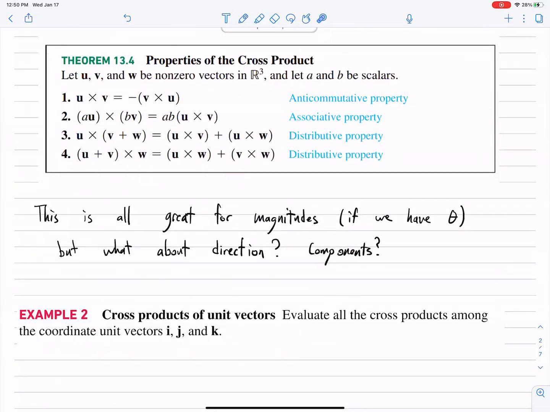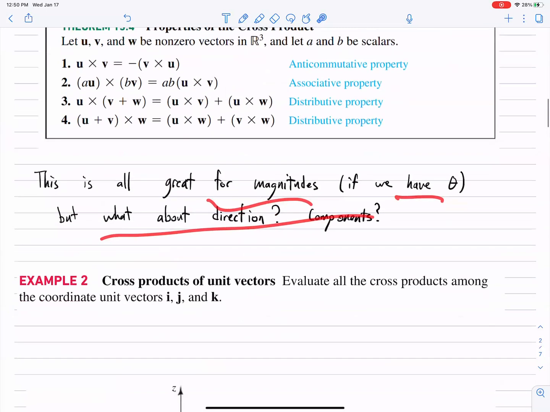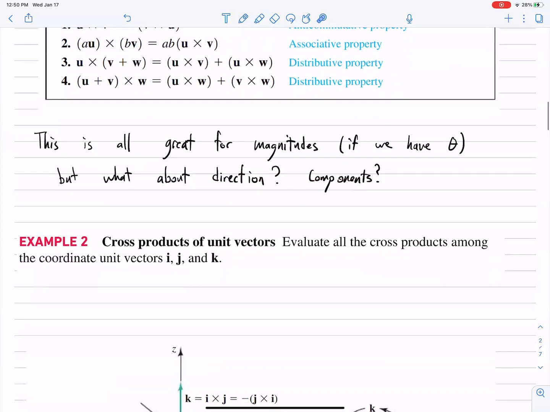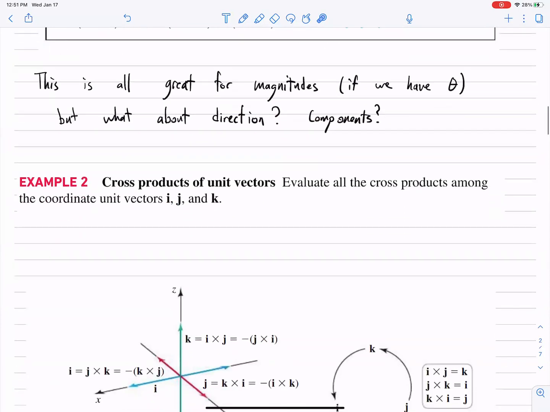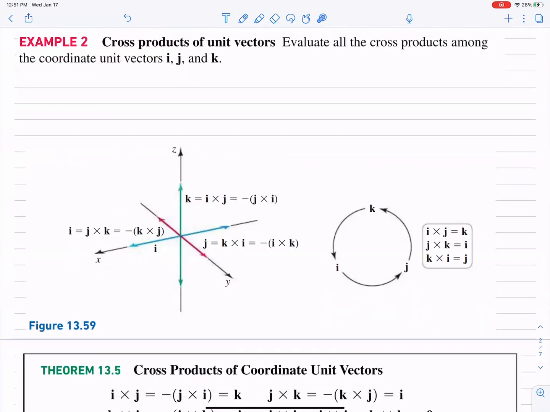So the idea is that all this stuff is great for magnitudes if we have a theta, but what about direction and components? And so we need to actually talk about what the cross product is of the three basis vectors i, j, and k in order to find what it is for an arbitrary vector. And so the way you can do the right-hand rule is if you first do i, which I believe is this direction, and then you curl your fingers towards j, then your thumb will point up towards k. So i cross j equals k.